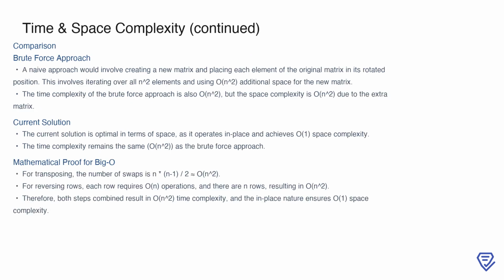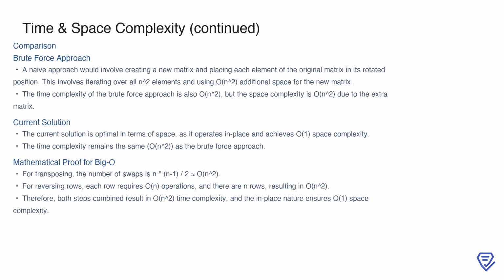Finally, let's compare this approach to a brute force method. A naive solution might involve creating a new matrix and manually placing each element from the original matrix into its rotated position, which would require iterating over all n squared elements. While the time complexity for this approach is still O(n squared), it incurs an additional space complexity of O(n squared) due to the extra matrix. In contrast, our current solution is far more efficient in terms of space, achieving O(1) space complexity by working in place.